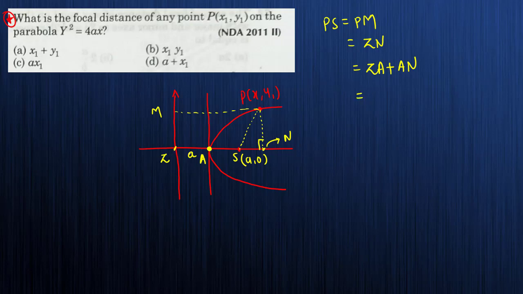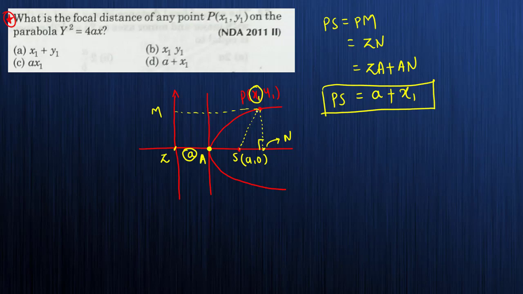And this ZA is what? It is nothing but a, plus, and what will be AN? AN is nothing but x1. See, AN is nothing but the x coordinate of this point P. Okay, so it is x1. So this becomes the focal length. PS is the focal distance of the point P. This distance is the focal distance of the point P.